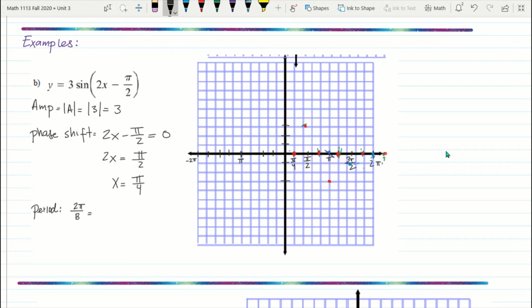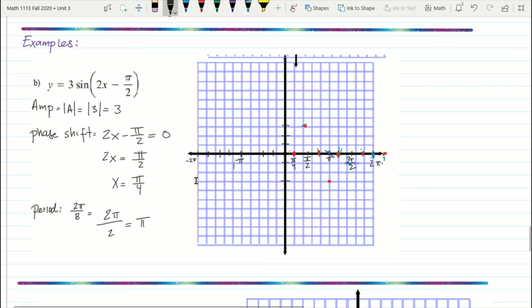Then we want to find the period. The period, you find it by dividing the original period of the graph by the number b. So we have 2 pi being divided by 2, which comes out to pi. So notice here I have 0, pi, 2 pi. And then here is negative pi, and then negative 2 pi over here.